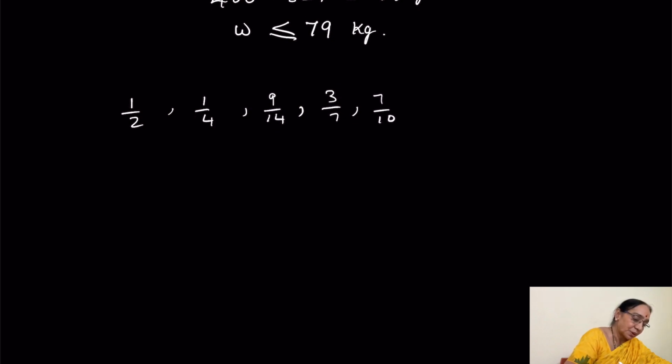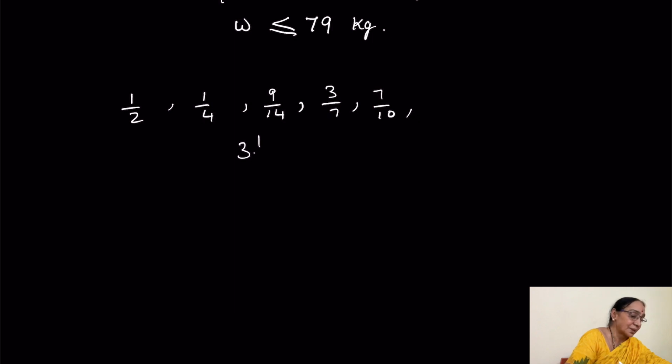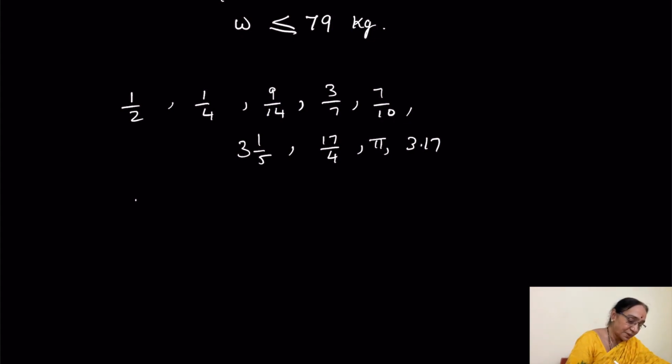Okay, some more: 3 1 by 5, 17 by 4, 5 and 3.17. Okay. Now let me use the calculator so that we can do this quickly. Half and 1/4 I know. Half is 0.5. I'm converting them to decimals so that it is easier for me to compare and then order them in ascending order. So 1/2 is 0.5.